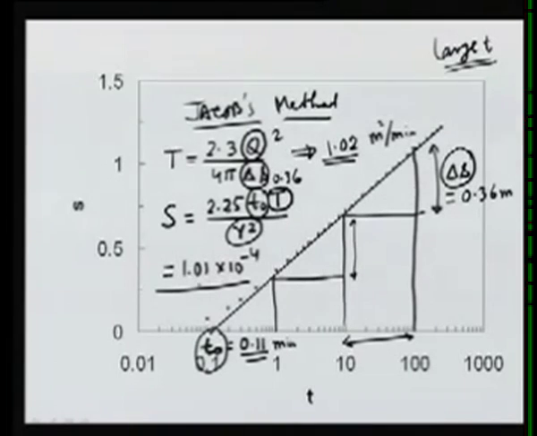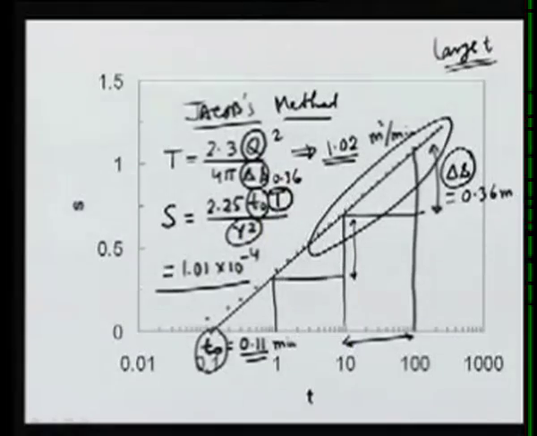Again, very close to the value 1 into 10 to the power minus 4 which we had taken to generate the data. So the Jacob method works very well for cases where we have a straight line portion available to us, or where the measurements have been carried out for large time.